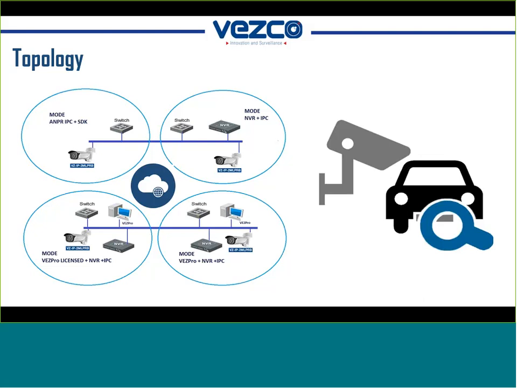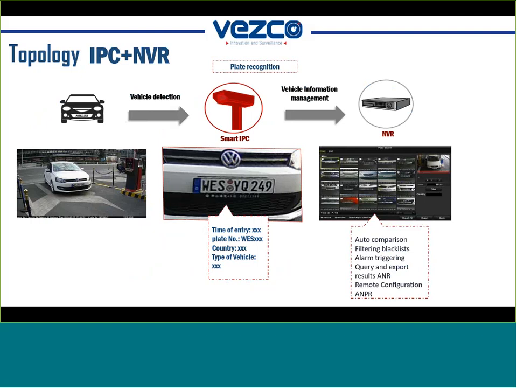All of this can be done through the internet. So let's take a little deeper look at our basic types of topology. Here we're talking about just the camera connected to an NVR. So when the camera is connected to the NVR, the first process is the vehicle detection.